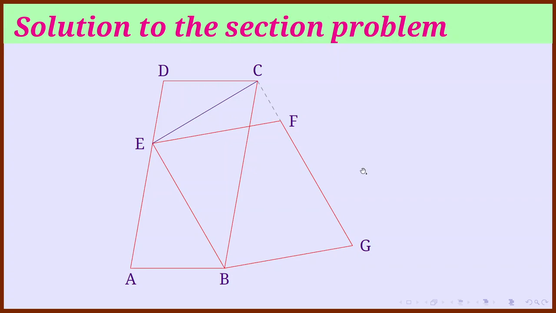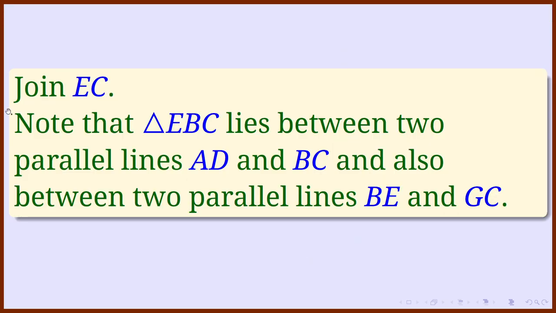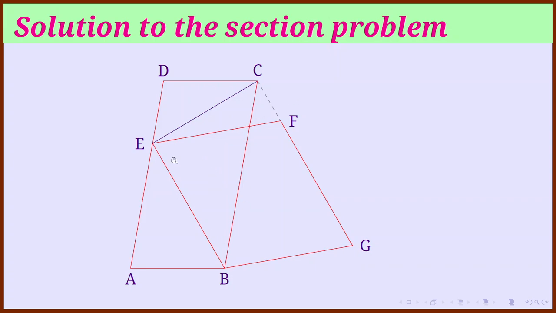So we join EC and note that triangle EBC lies between two parallel lines AD and BC, and also between two parallel lines BE and GC. That's what we said here. This same triangle lies between these parallel lines and these parallel lines.